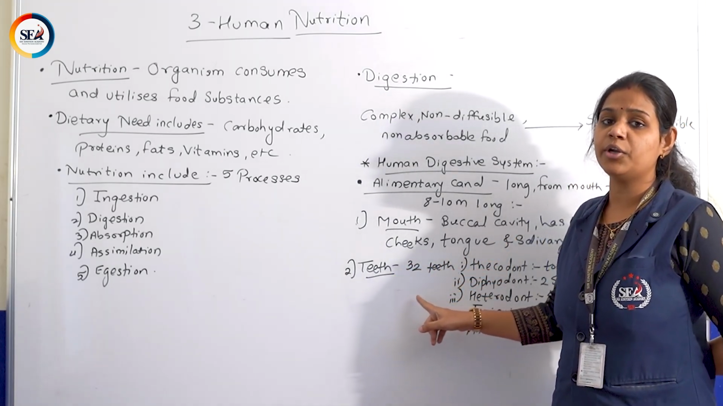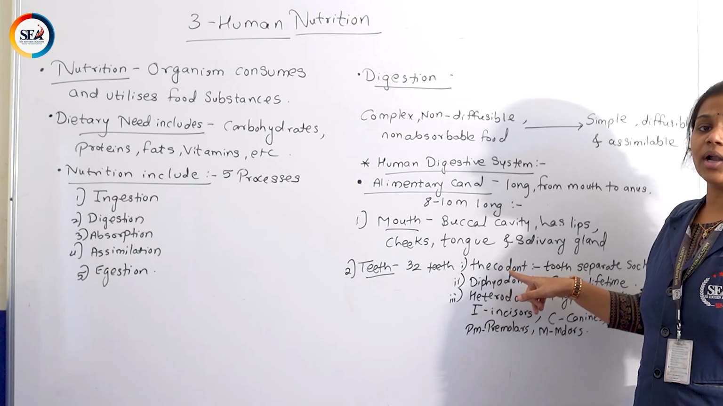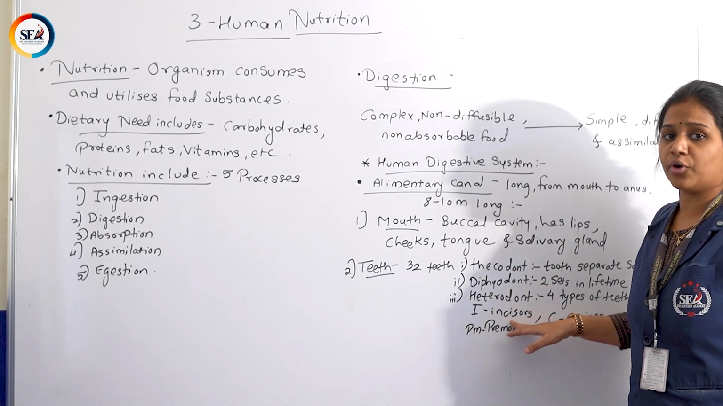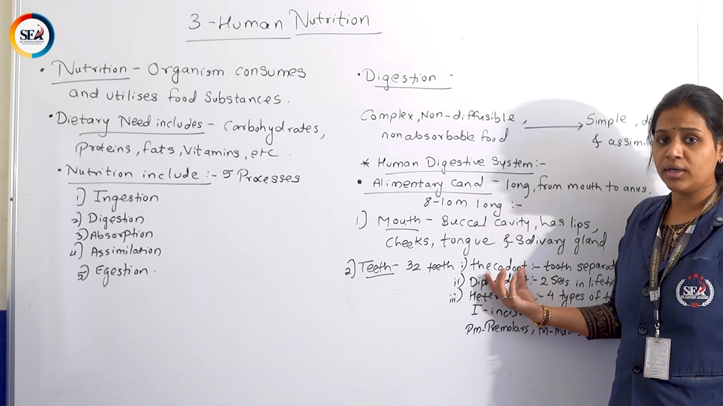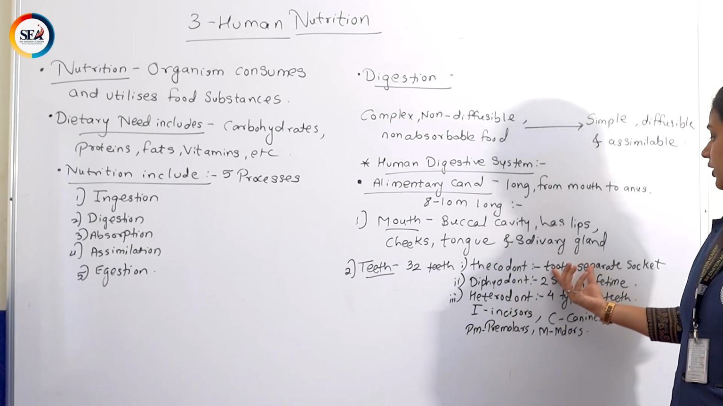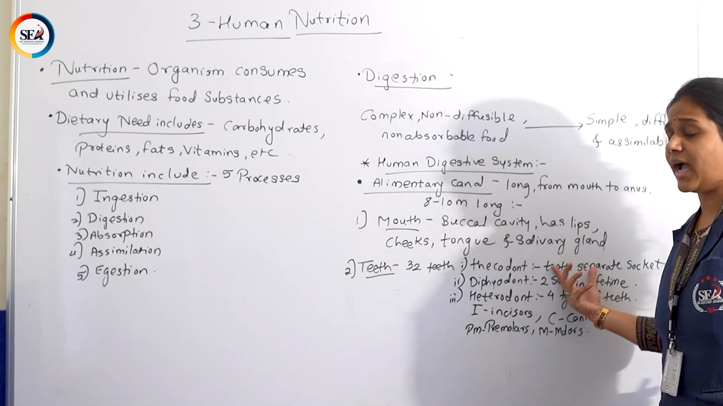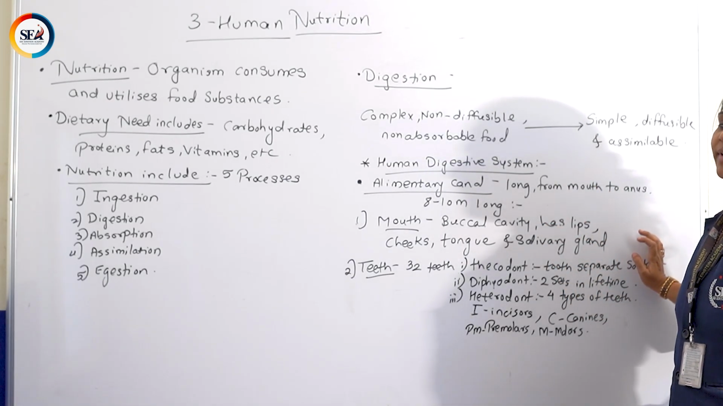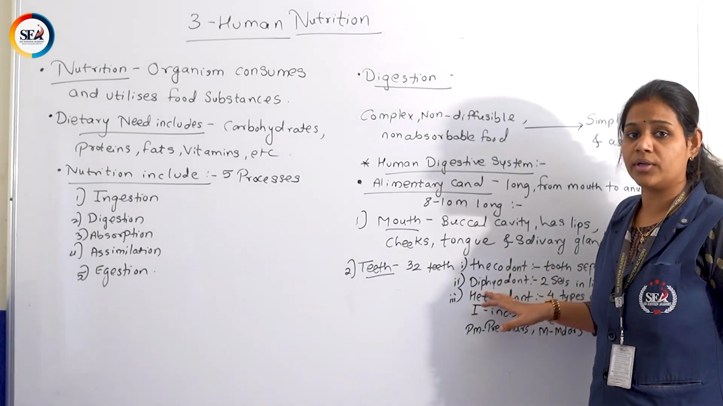In total we have 32 teeth. Our dentition is called thecodont, diphyodont and heterodont. What is meant by thecodont? In our mouth, the teeth are placed in a separate socket or pocket. So this type of dentition is called thecodont.